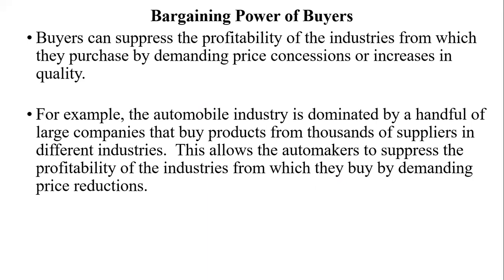So a typical example is the automobile industry, which is highly dominated by a handful of large companies that buy products from thousands of suppliers in different industries. Now, because of this situation, it allows the automakers to suppress the profitability of the industry from which they buy by demanding price reductions. Okay.